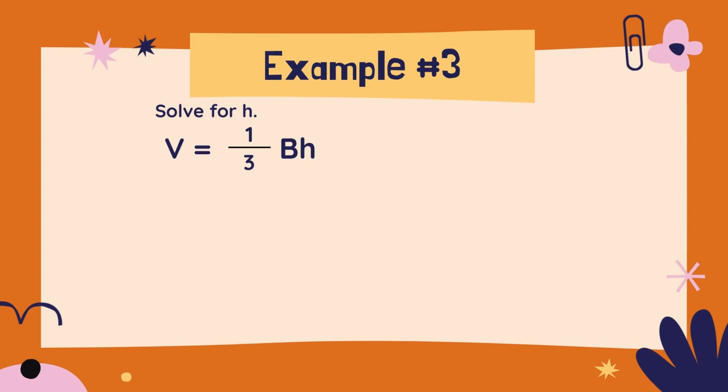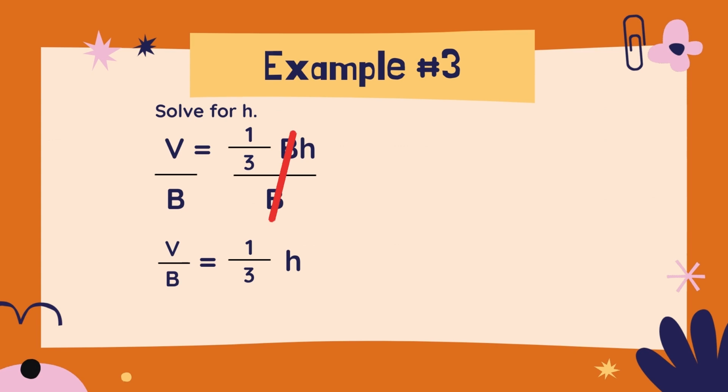I think we'll start by dividing both sides of the equation by b. The purpose of dividing by b was to undo the times b on the right. Now that the b is gone, the right side is just 1/3 times h. And the left side can just be rewritten exactly how it is, V divided by b.